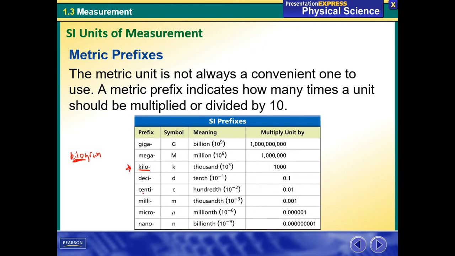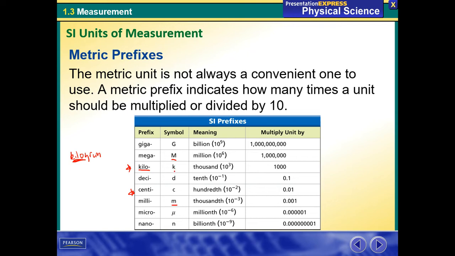Other common ones that you might remember are centi, if you've heard of centimeter, or milli because of millimeter, or micro because of microorganisms. Please note that their symbol is specific. Here we have an M, and here we have an m. Notice one's capital and one's lowercase. It's important to remember you make that distinction.